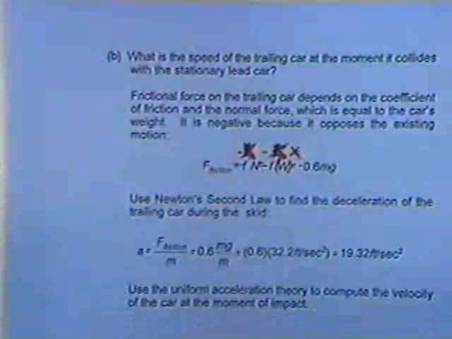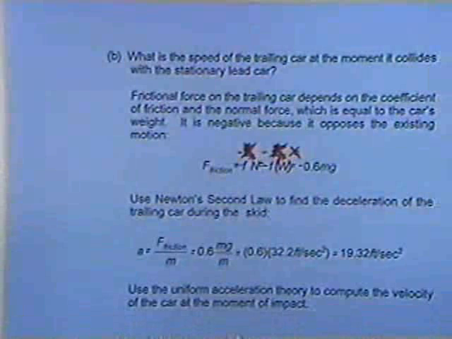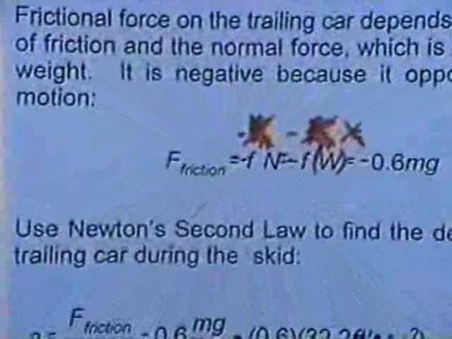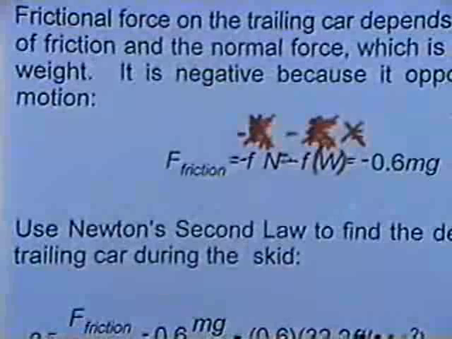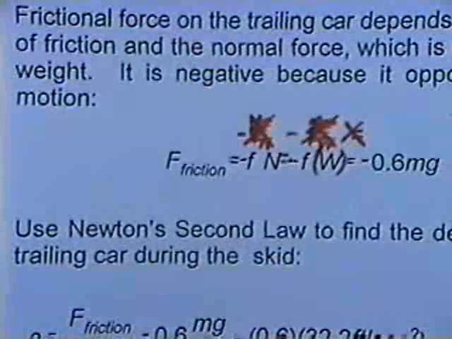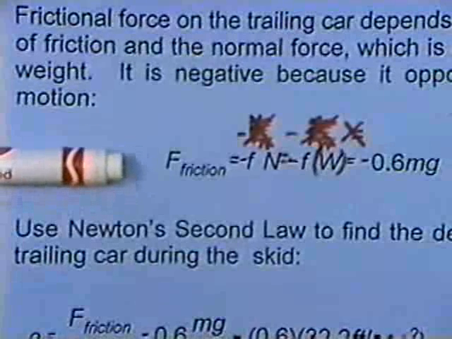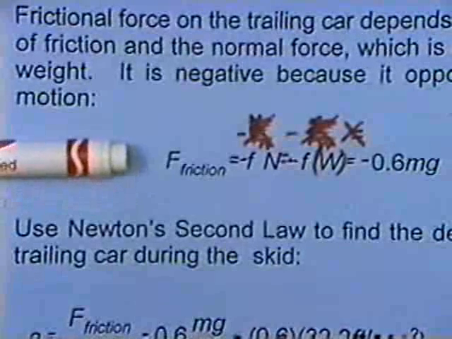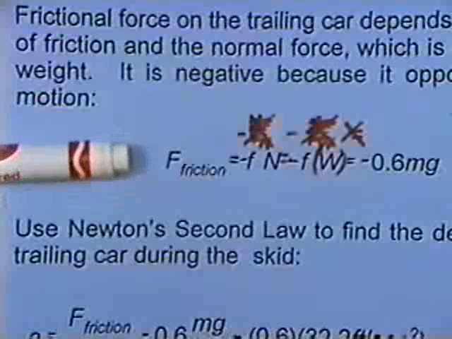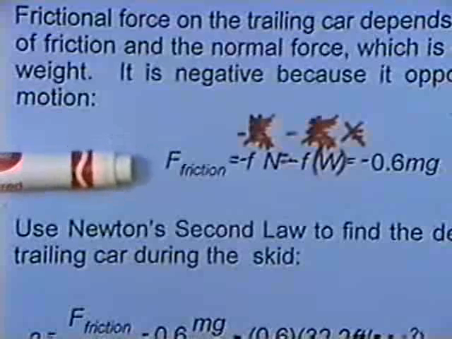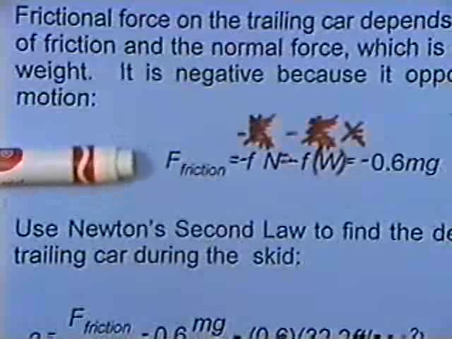Part of the problem is my word processor didn't print out all of the mathematical symbols in this, so I want to make sure that we get them right as we go through these notes. The frictional force on the trailing car depends on the coefficient of friction and the normal force, which is equal to the car's weight. And it's going to be negative because it opposes the existing motion. So this friction force is equal to minus the coefficient of friction times the normal force, which is really equal to minus the coefficient of friction times the weight of the vehicle.